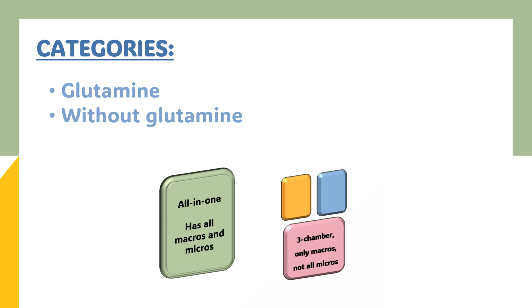For example, with your three-chamber bags, they only contain your macronutrients, so in this case you might need to supplement with your IV micronutrient products such as Sonovit, for example. So yeah, let's get into our Excel spreadsheet and then I'm going to show you all the different elements that you need to add to your product file.